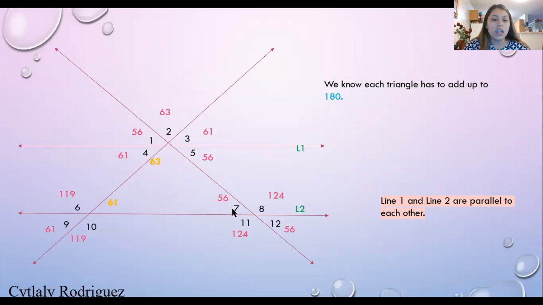To get angle number 7, we would add 63 plus 61, which would give us 124. Subtract 124 from 180, giving us 56 degrees. Angle number 8, we would do 180 minus 56, which would give us 124. Angle number 11 is congruent to angle number 8, giving us 124. Angle number 12 is similar to angle number 7, giving us 56 degrees.